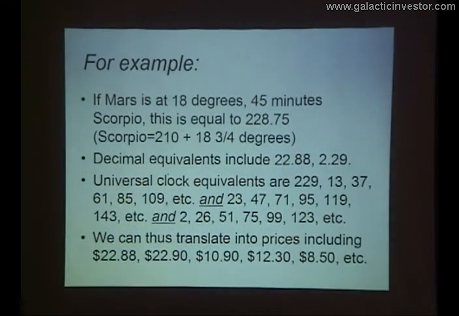$2.29 if we're looking at something that trades at that range. The universal clock equivalents can correspond to any of these, depending on where we put them on the wheel. And we can translate into prices in a variety of ranges as the example illustrates. So this is the way that we begin to generate the planetary lines by finding the price equivalents of planetary positions. It all goes back to this conversion to the 360 notation and then converting it into the appropriate trading range of whatever it is that we're trading.